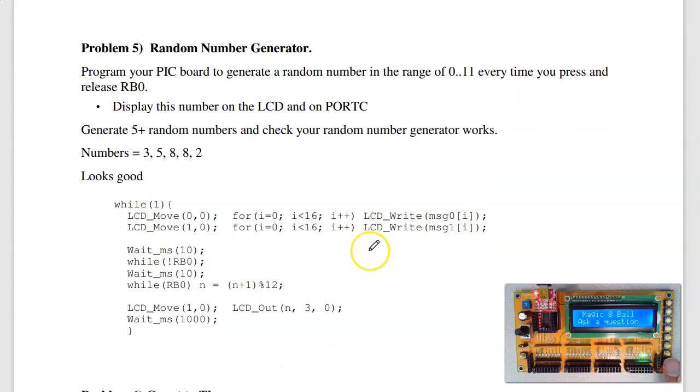Try the next level. I need to generate a random number. One way to do that is I'm going to wait for button push. So this is waiting for me to hit a button. Once I press it, it kicks out. Wait 10 milliseconds to avoid bouncing. While the button's being held down, count mod 12 really, really fast. Once I release, that's my random number. That's one way to do it. When I try that, I got the numbers 3, 5, 8, 8, 2. Numbers between 0 and 11. Looks good.